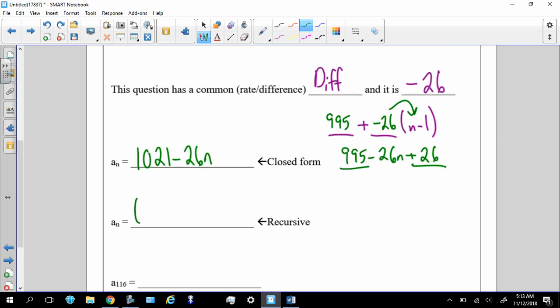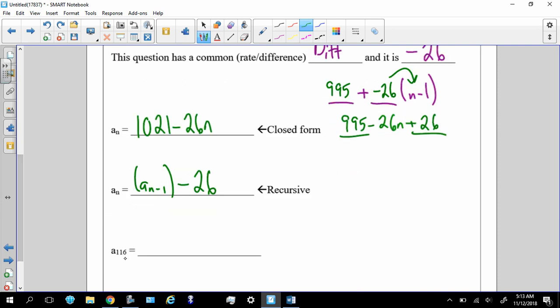Recursive formula. Remember, what am I doing to the previous number to get to the next number? I'm subtracting 26. Now, what is A of 116? Meaning, what is the 116th term? I don't know. Let's just plug it in there and figure it out. Negative 1995.